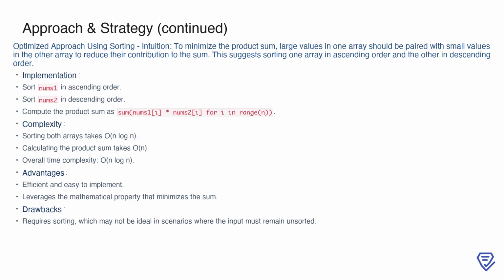The implementation is straightforward. Sorting both arrays takes O(n log n), and calculating the product sum is an O(n) operation, resulting in an overall time complexity of O(n log n). This optimized approach not only reduces the computational cost compared to the brute force method but also guarantees the minimum product sum by leveraging the mathematical properties of the problem.